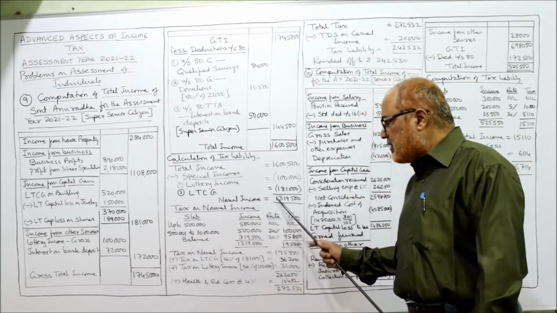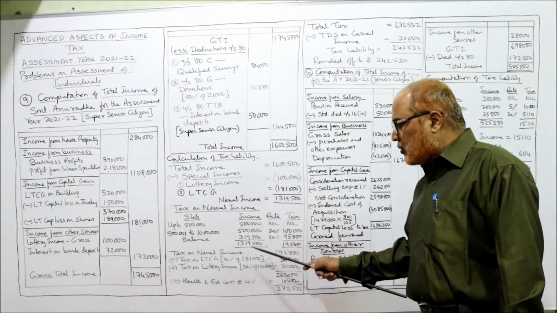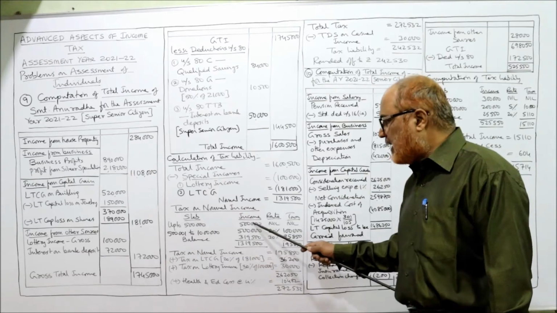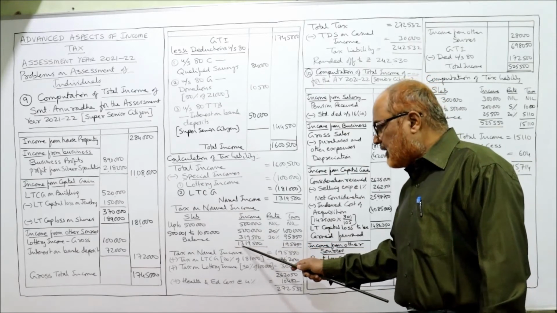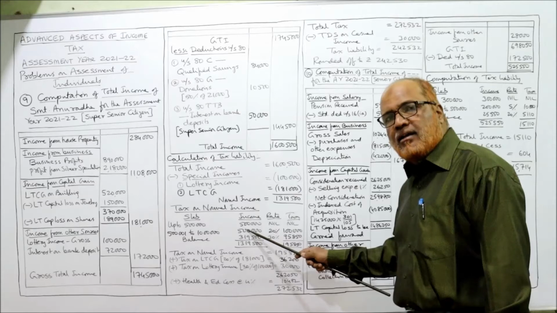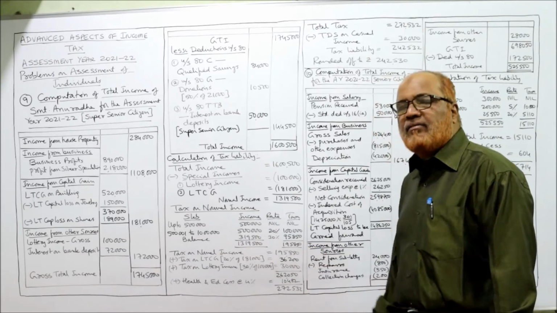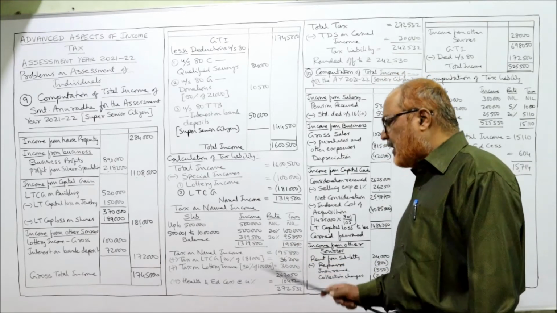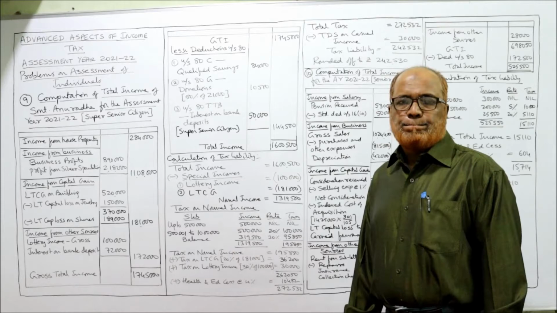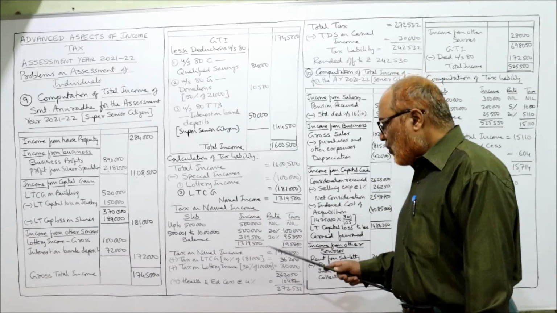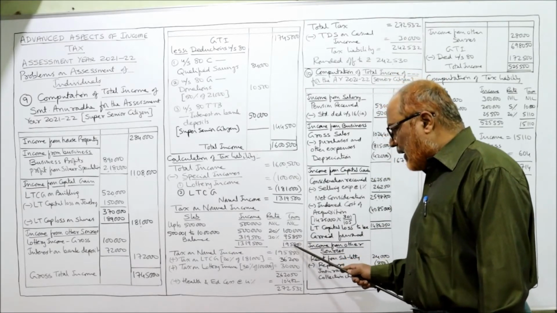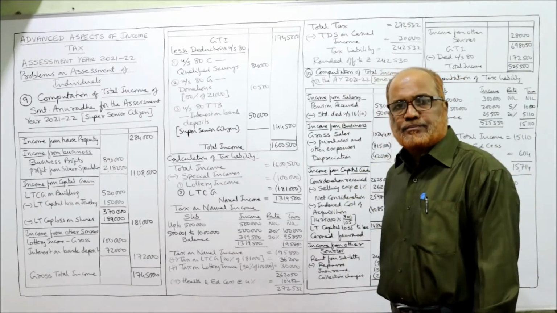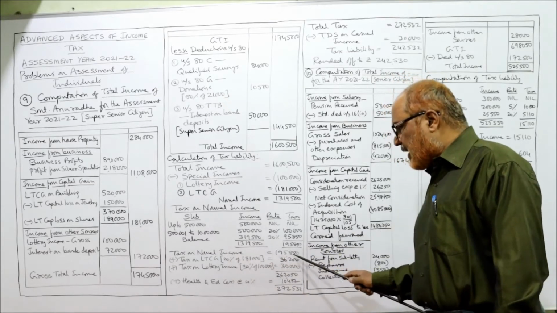Now the normal income is 13 lakh 19,500. From this, deduct the first two slabs, 5 lakh and 10 lakh. So 13 lakh 19,500 minus 10 lakh, the remaining balance is 3 lakh 19,500, on which 30%. So calculate 30% of 3,19,500, 95,850. Now we can calculate the tax on normal income. 1 lakh plus 95,850, 1 lakh 95,850 is the tax on normal income.